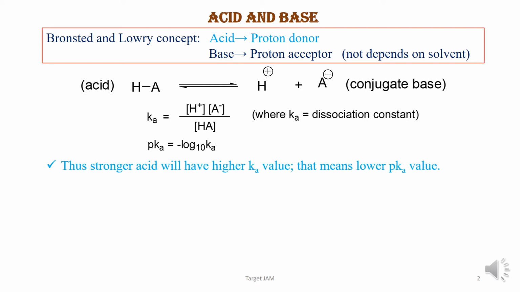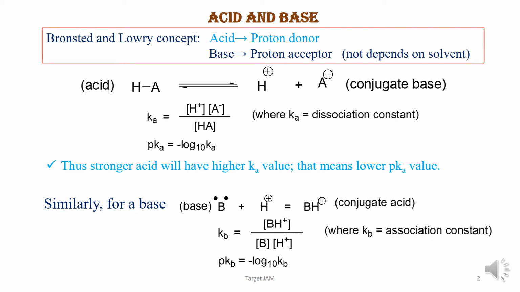Thus, a stronger acid will have a higher Ka value, that means a stronger acid will easily dissociate. So its Ka will be high, that means its pKa will be very small. Similarly, for a base, we can get the corresponding Kb and pKb. But for a base, as it abstracts a proton, Kb equals the association constant. For an acid it is a dissociation constant, but for a base, Kb equals the association constant.